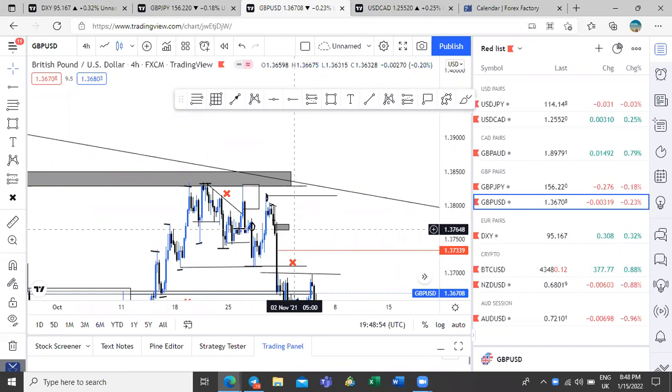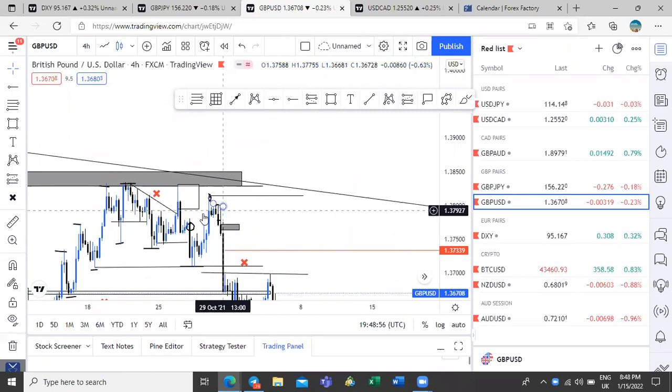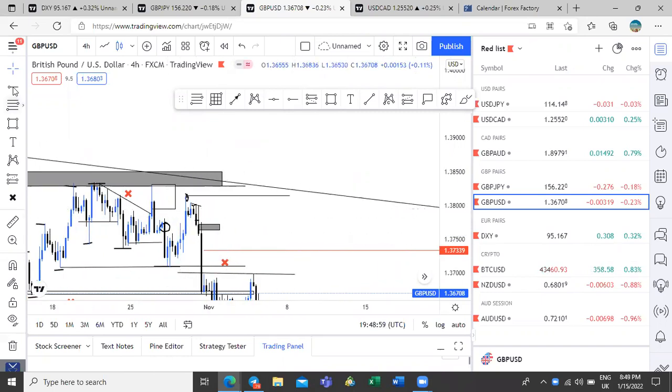So you can see this is an imbalance up from the 4 hours, and then you can see that there were stop losses around this area. They were what? Liquidity around this area. You understand what I'm saying? The liquidity around this area. Now, this is my point of interest.